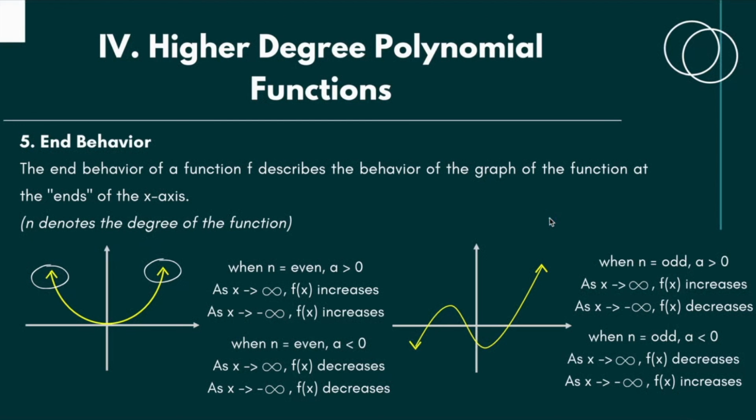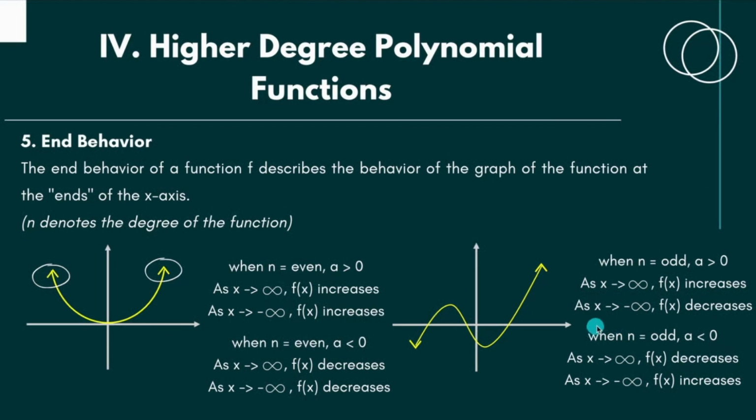Next, when n equals odd and a, or the leading coefficient, is greater than 0, f of x will increase as x approaches infinity and decrease as x approaches negative infinity. So we can see an example of that over here. This is a cubic polynomial. And when n is odd and a is less than 0, f of x will decrease as x approaches infinity and increase as x approaches negative infinity.